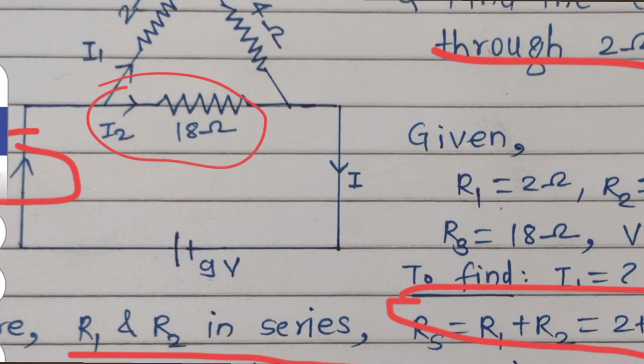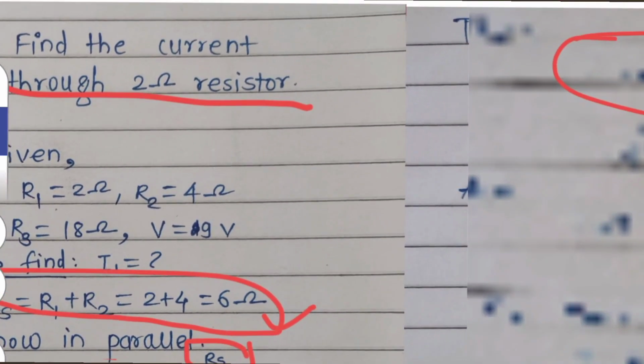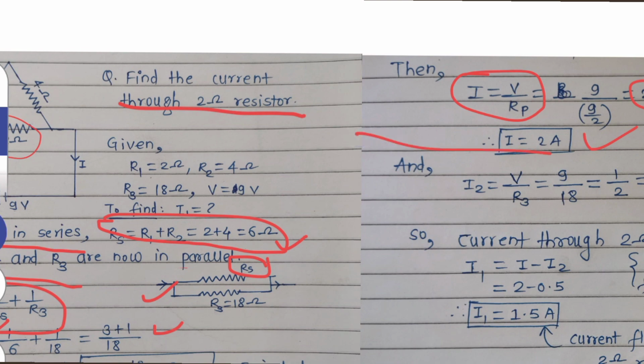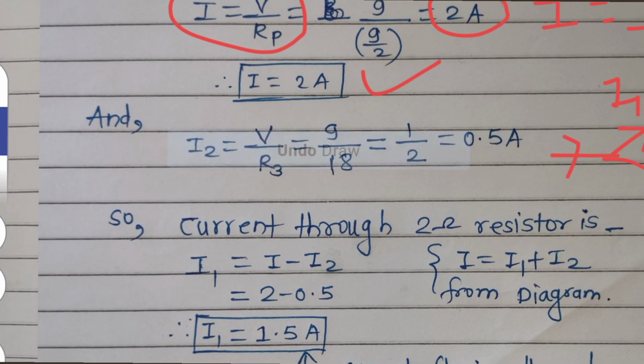Now what is the potential difference for this? That is the 9 volt, and the resistance is the 18 ohm. So by using Ohm's law again, we can calculate the current flowing through the 18 ohm resistance, that is 0.5 ampere. But this is not our target. Our target is to find the current flowing through the 2 ohm resistor which is connected on the upper side.